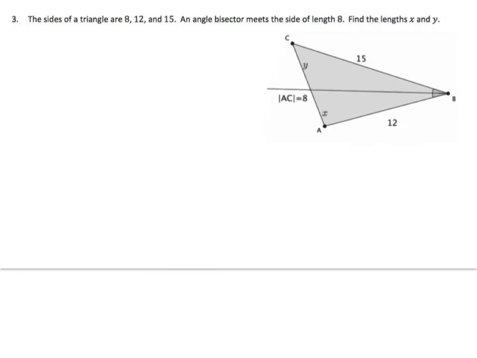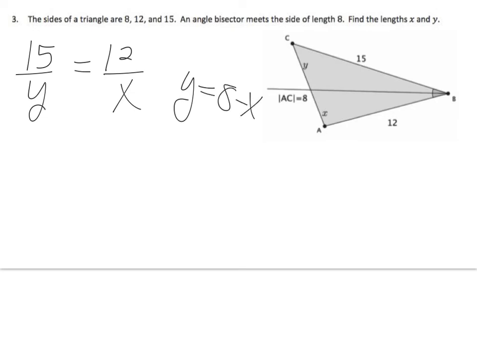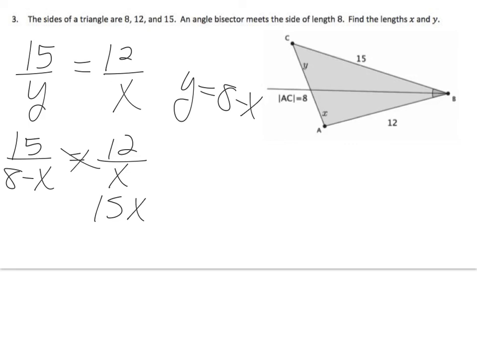All right, number 3. The sides of a triangle are 8, 12, and 15. An angle bisector meets the side of length 8. Find lengths x and y. Okay, so let's do something crazy. I'm going to do 15 over y equals 12 over x. And if the whole thing is 8, I can say y equals 8 minus x, so 15 over 8 minus x equals 12 over x. Cross product: 15x equals 96 minus 12x.